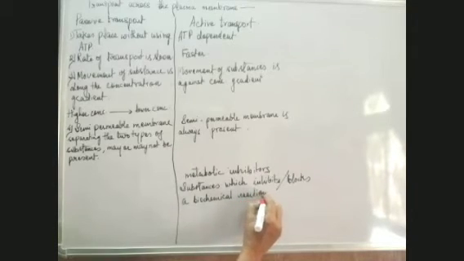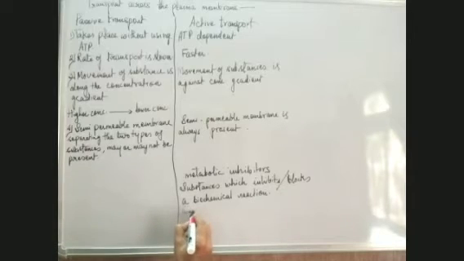When any metabolic or biochemical reaction is blocked, we say that the substance which has blocked, stopped, or inhibited that biochemical reaction is a metabolic inhibitor. Like cyanide, which is a poison. Cyanide is a metabolic inhibitor. If it is present, it blocks the biochemical reaction. That is why death takes place.